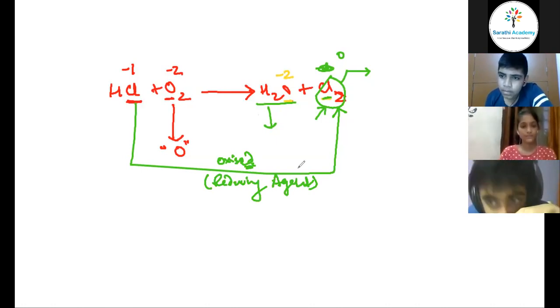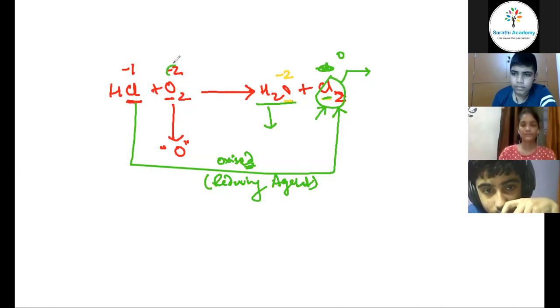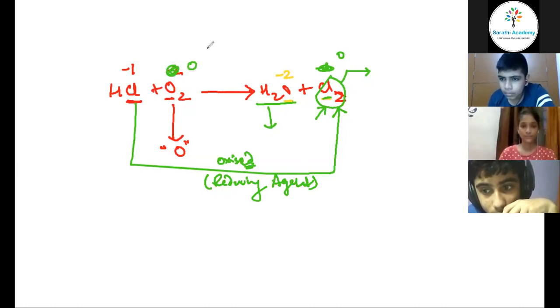Adrika, write this ten times on paper and show me: the species that is getting oxidized is the reducing agent. Can you explain why the charge on O2 on the left side is -2? It is not -2, it is 0.